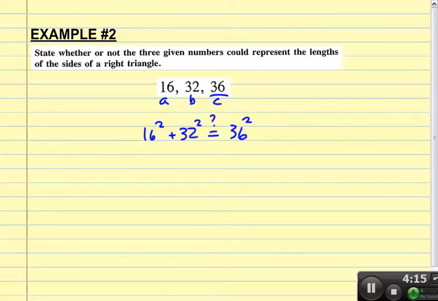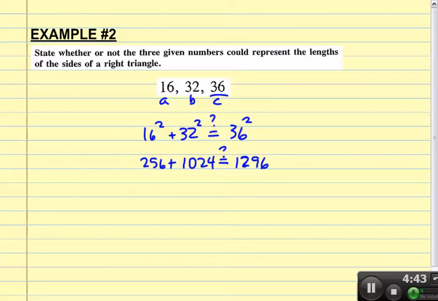Well, let's see. 16 squared is 256. 32 squared is 1,024, I think. Let's see. Yes, it is. 36 squared is 1,296. Is that true?